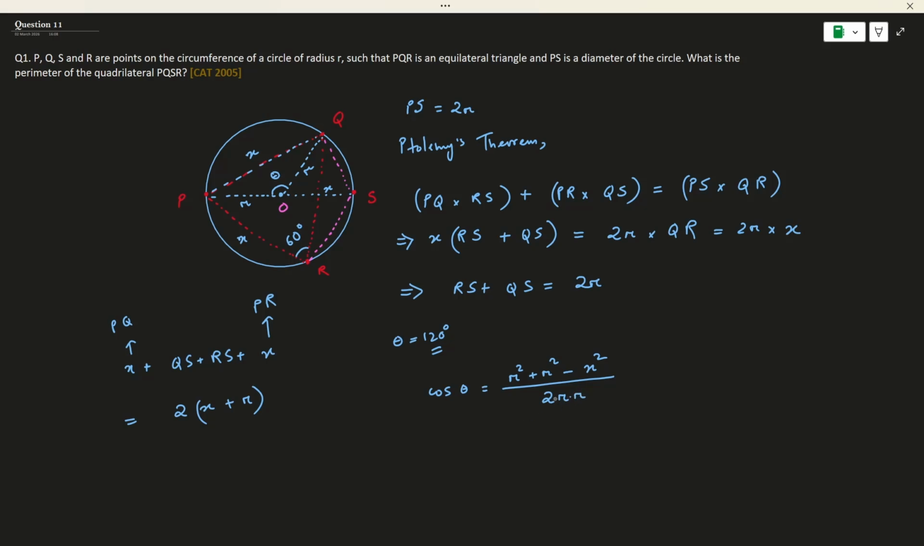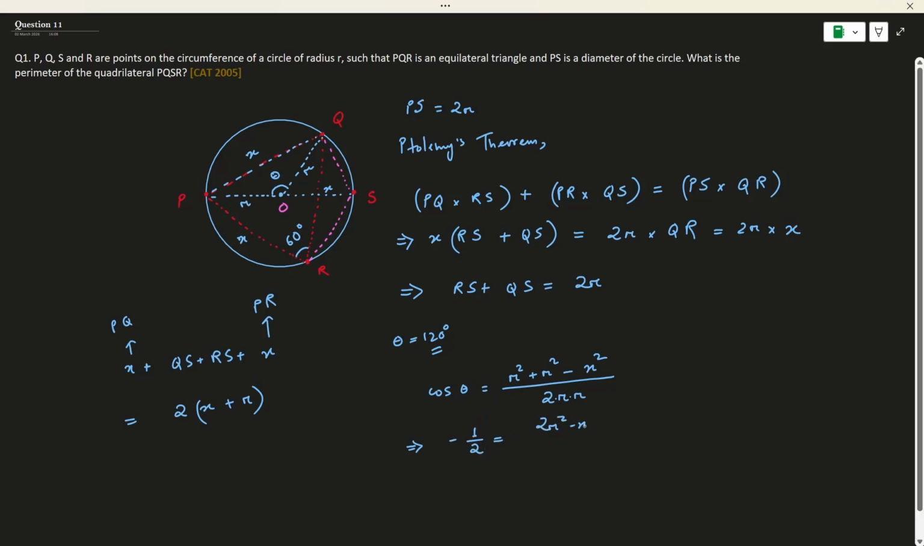So r into r. What is cos 120 degree? Cos 120 degree is basically cos of 180 degree minus 60 degree. So cos of 180 degree minus theta is minus of cos theta. So minus of cos 60 degree, and cos 60 is half. So it is minus half.